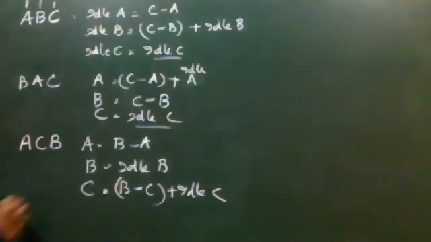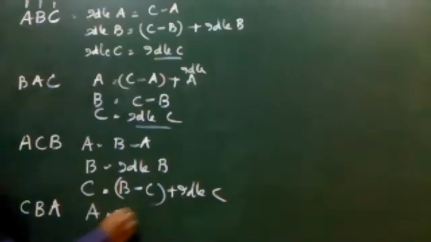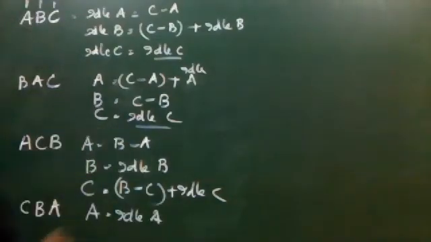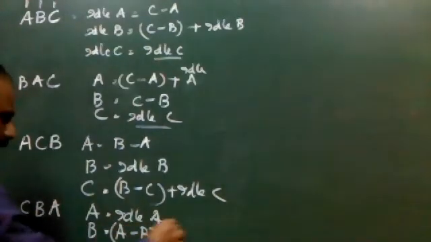The next combination, let's say it is CBA. If this is CBA, can you please tell me what would be the formula now? A is equal to ideal A, because it's the last machine. Very good. So what will be the ideal time for B now? A minus B plus ideal time of B.